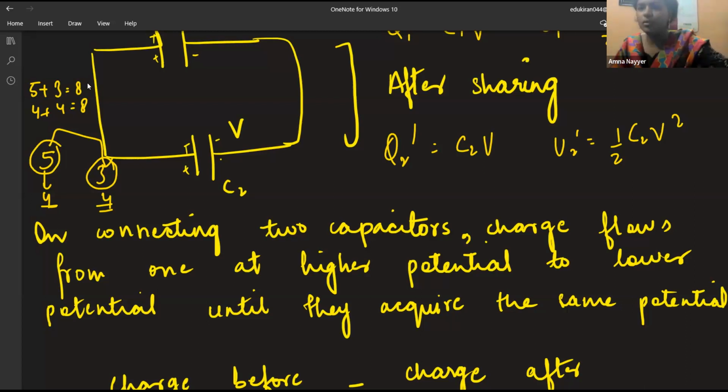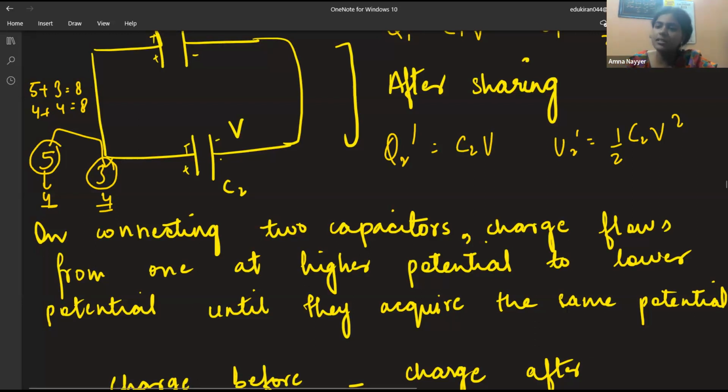The charges have just moved. The charges have not been lost anywhere. It means whatever was the initial number of charges is now the final number of charges, right? So you can consider this same thing for the charges in the capacitors also. Whatever amount of charges were there before sharing, after they have been connected and a common potential has been achieved, the same thing can happen.